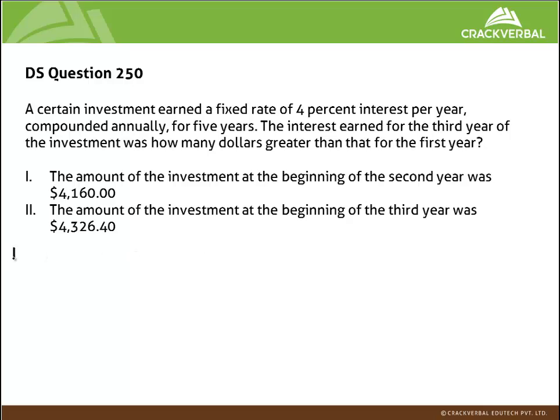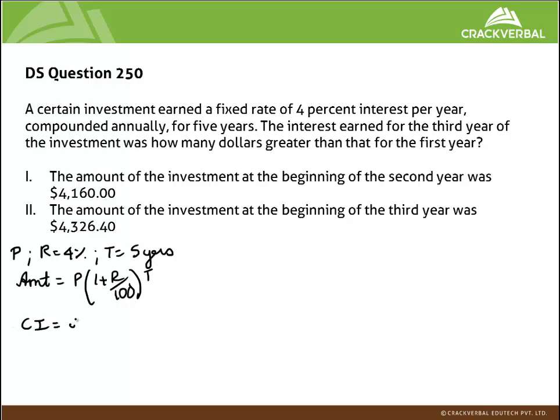So let us call the certain investment an initial principal P. The rate of interest is given as 4% and the time is given as 5 years. According to the compound interest formula, the amount obtained is equal to the initial principal P into (1 plus R by 100) whole to the power of T, where R is the rate percent and T is the time in years. And to find the compound interest, we take the amount and subtract the initial principal invested.